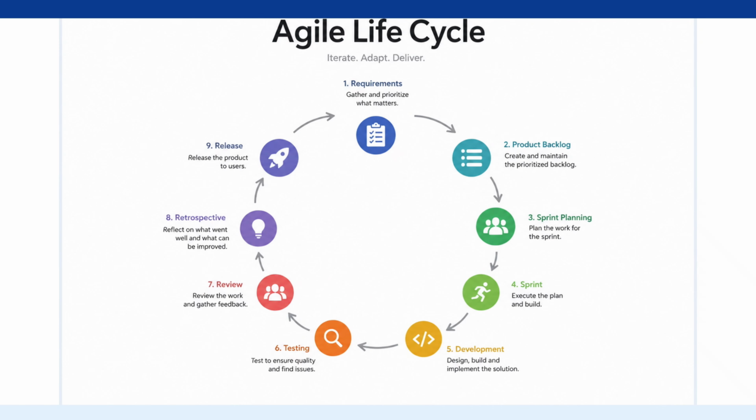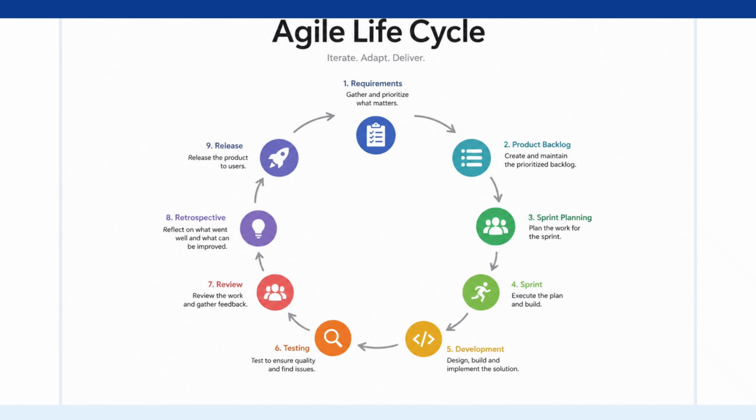We'll see the Agile life cycle. First one is the requirement. Requirements means gathering and prioritizing what matters. Second is the product backlog: create and maintain the prioritized backlog. Third is the sprint planning: plan the work for the sprint. Fourth one is the sprint: execute the plan and build the product.